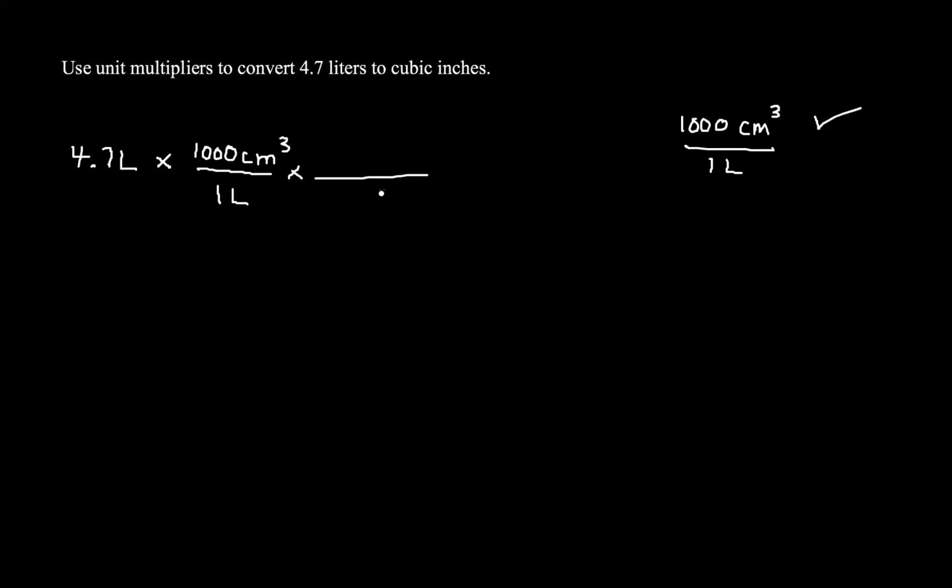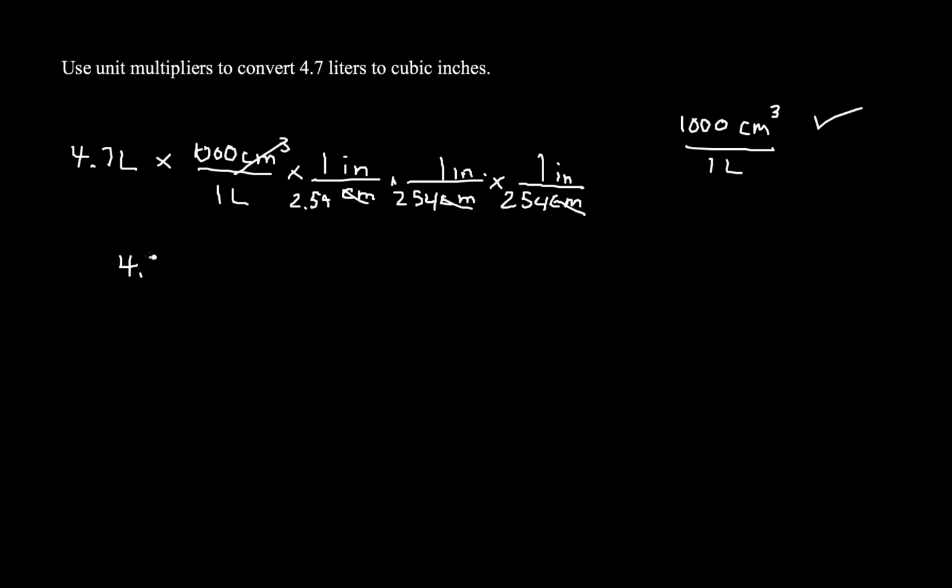We're going to need 3 centimeters. Oops, I lost my 0 there. So we're going to have centimeters, centimeters, and centimeters. There's 2.54 centimeters in 1 inch, 2.54 centimeters in 1 inch, and ditto, 2.54 centimeters in 1 inch. Our centimeters all cross out, and we get our final answer of 4.7.